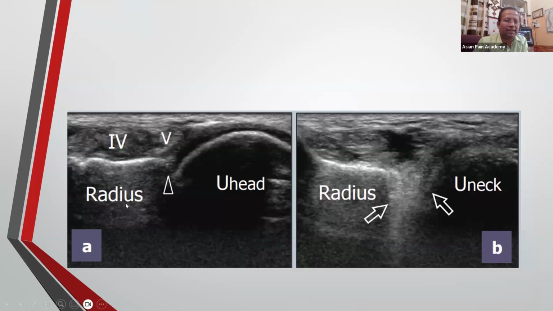As I told you, compartment number 5 is seen over the radio-ulnar head at the last part. But if you want to see an effusion, then you go a bit proximally, where radius and ulna still have not joined. It is the ulnar neck, not the head. In this area, you will find the effusion if there is a radio-ulnar joint effusion.